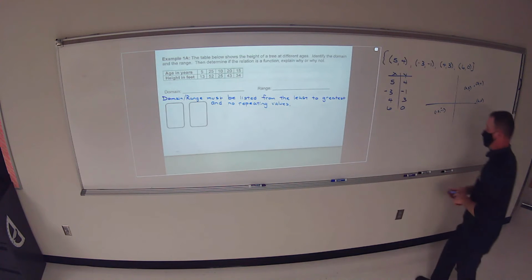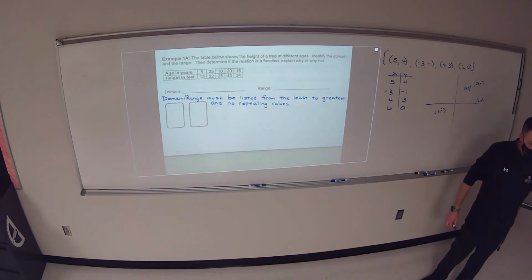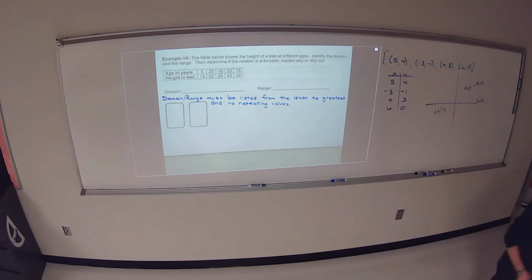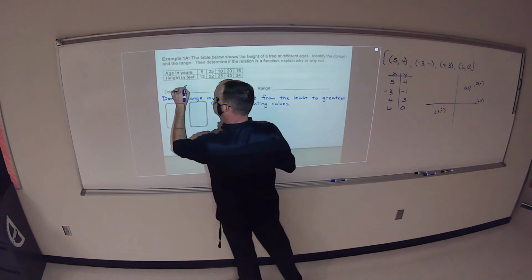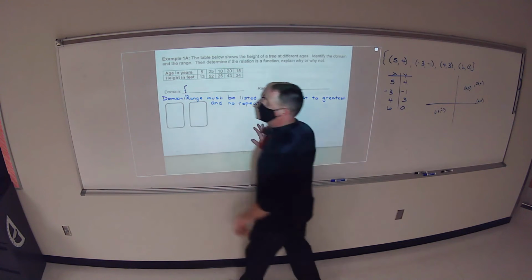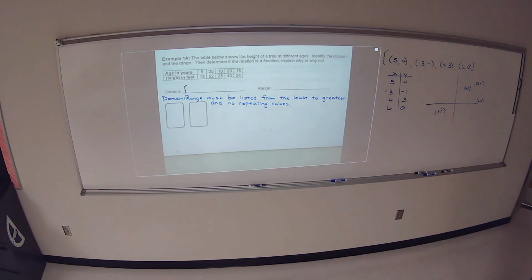So, I specifically created this table so it's not in chronological order. I didn't want us to just grab the table and list them in order because the table was in order. I want you to make sure that you're always checking that. So, when it comes to listing our domain, we're listing all the values that represent our inputs, okay, which we said is the age of the tree. So what is the smallest age of the tree that we have in our table?